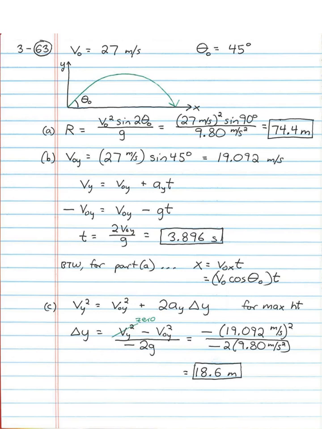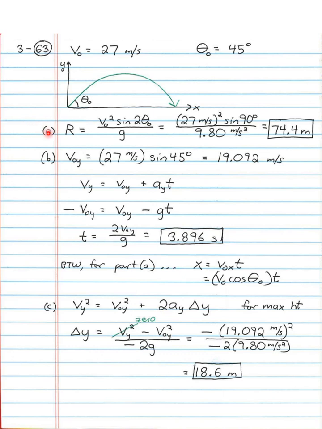All right, so I've drawn a picture. I've written the given information. V naught is 27 meters per second. Theta naught is 45 degrees. To answer how far it goes, this is actually a great setup for the range equation. If it's coming down to the same height that it started, just above the ground and at the ground, that's about the same, we can use the range equation to see how far it goes.